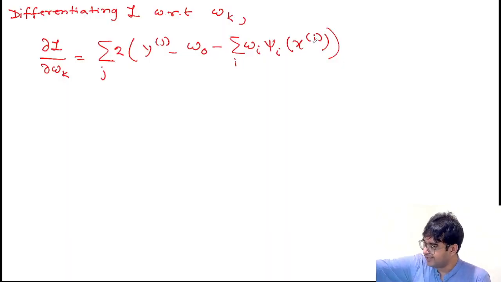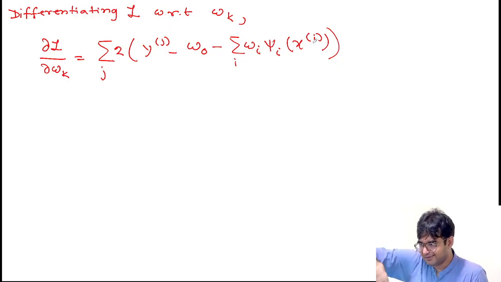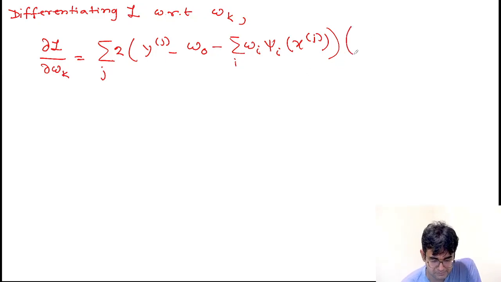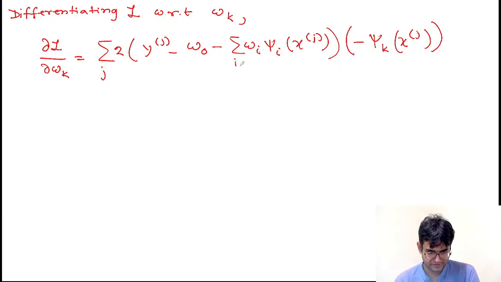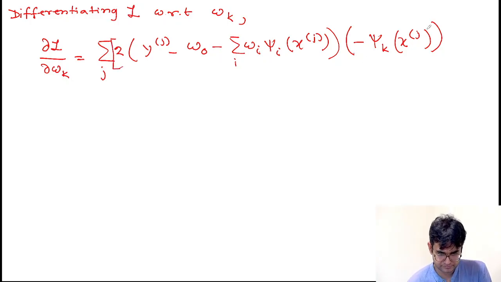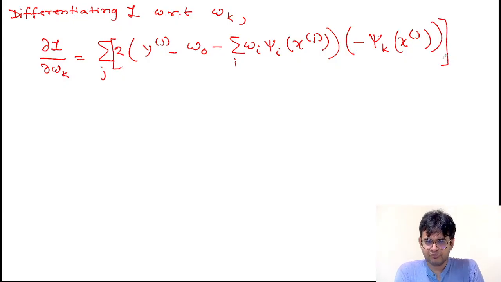Inside there will be a term wk psi k, so you take the derivative with respect to wk, and you end up with psi k and a negative sign. So multiplied by minus psi k of x j. And this would be inside the summation only, right? There should be a bracket here, because for each data point you will get this, and it will be repeated multiple times.